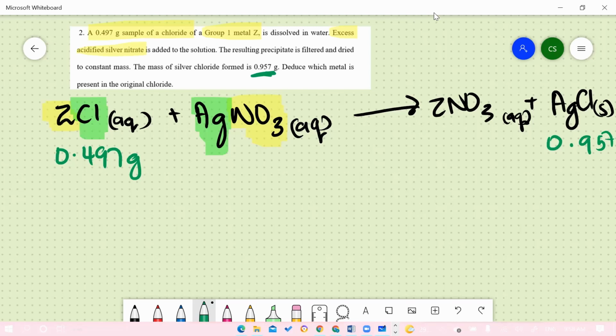Exactly. So how does that AgCl relate to the ZCl based on the equation? I know for a fact they both of them contain Cl. Yeah. What else do we know about them? We know the masses of both of them. Yeah, but that does not help us.